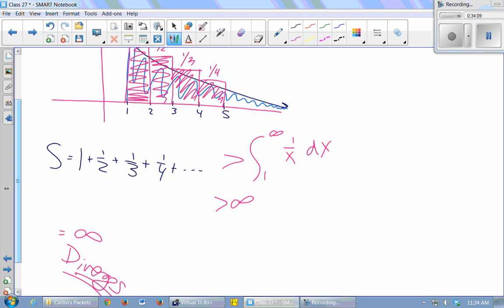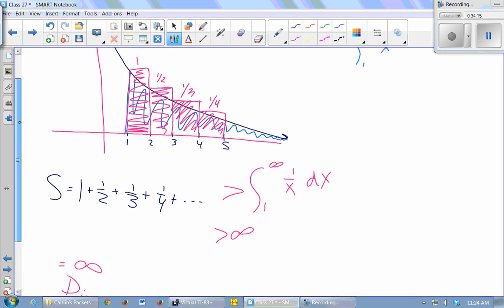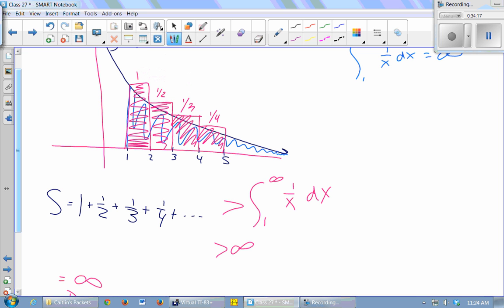Because it's an overestimate, which means that the area in the pink rectangles is bigger than the area under the curve. And the area under the curve is infinite. If you're bigger than something infinite, you have to also be infinite. The only way to be bigger than infinity is to be another infinity.